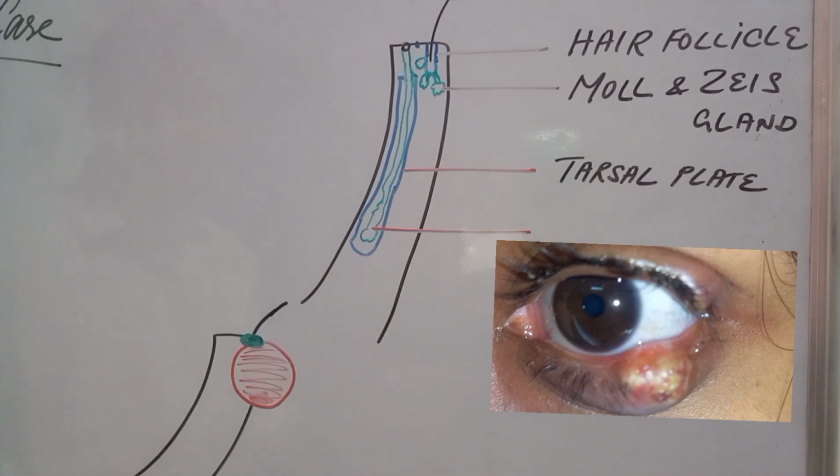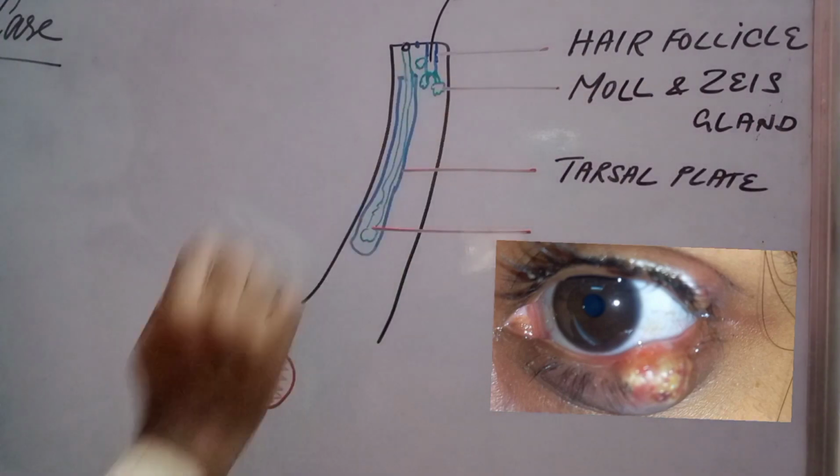That pus pointing area is at the base of the hair follicle. Base of the hair follicle, that is what you should recognize. That swelling is called the hordeolum externum or stye. What is this hordeolum externum or stye? It is the acute suppurative inflammation of the glands of Zeiss or Moll. So these are the glands of Zeiss or Moll.